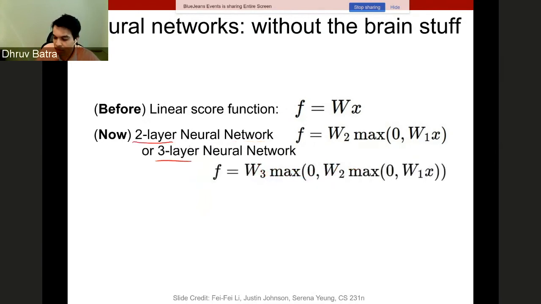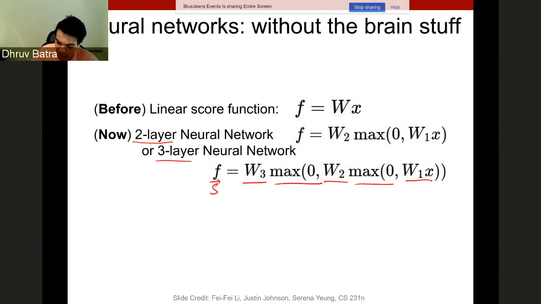This is a simple formula. You can repeat this process. We can make this stacking of activations and features deeper. We can make this a 3-layer neural network by doing one matrix multiplication, doing a max with respect to 0, doing another matrix multiplication, doing a max with respect to 0, and a third matrix multiplication. And this gives us our scoring function.